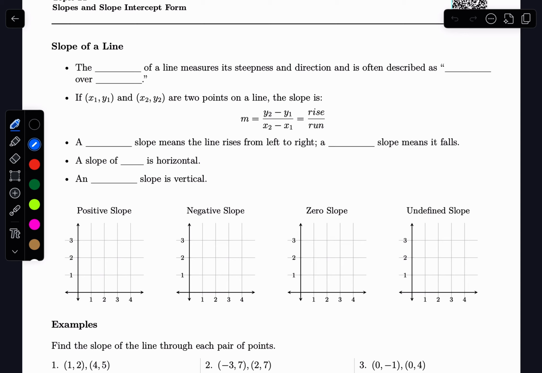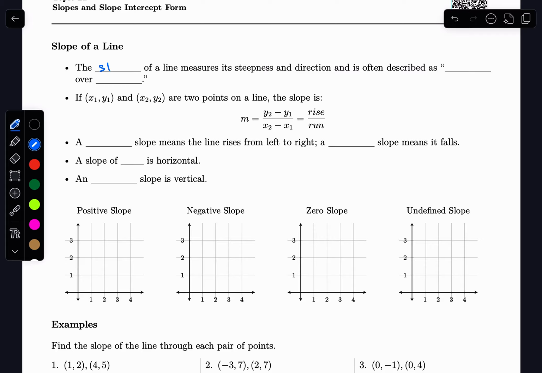Hello students, and welcome to our lesson on slopes and slope-intercept form. What we're going to be doing today is just talking about slope and how we can use it to not only describe lines, but to help us graph lines and also to solve a few real-world applications. So let's go ahead and dive straight into it.